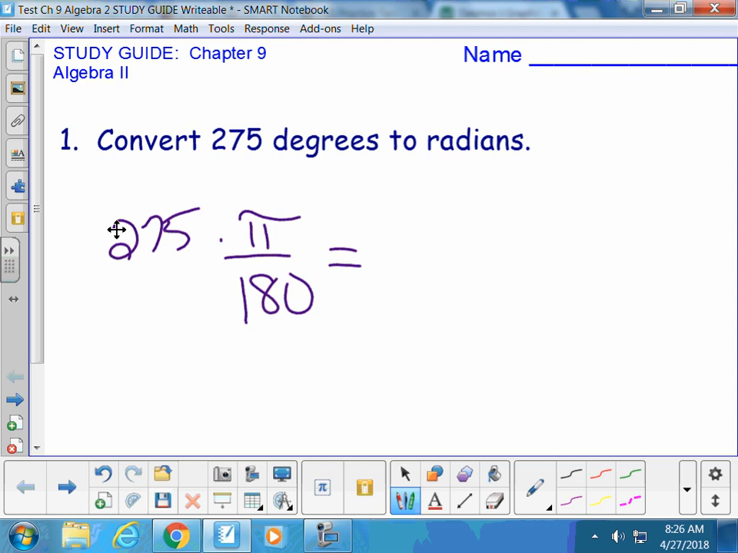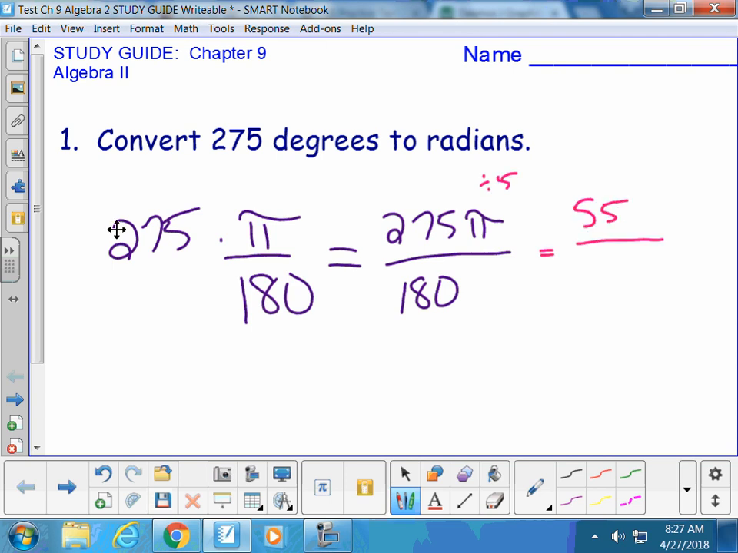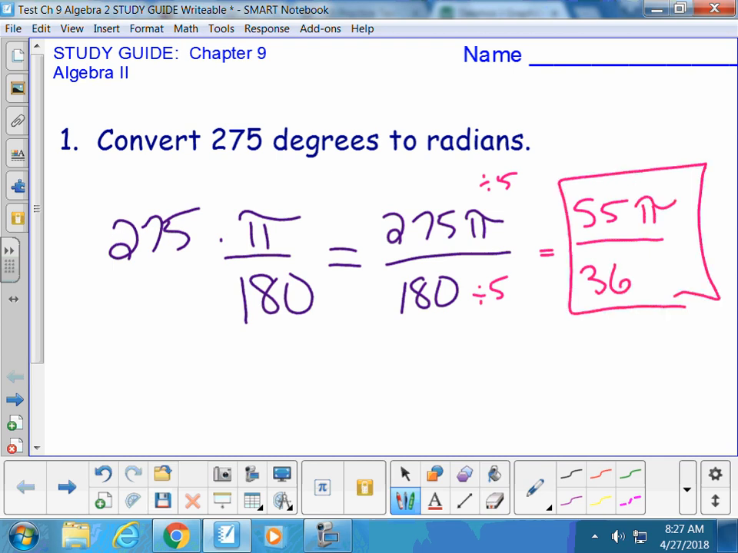Just a reminder, you can pause the video at any time and catch up if you find that I'm going too fast. 275 pi over 180. We are going to look for a common factor to divide out of the 275 and the 180. Let's go with the 5. So 275 divided by 5 is 55, and 180 divided by 5 is 36, and I can't forget to put my pi there on the numerator. So our final answer, 55 pi over 36.